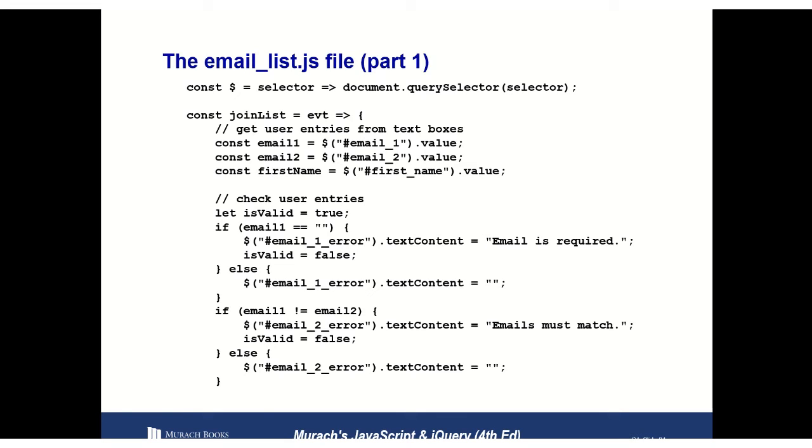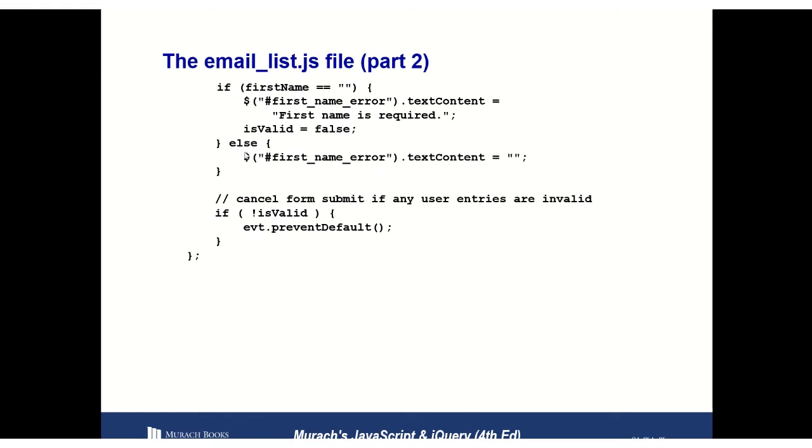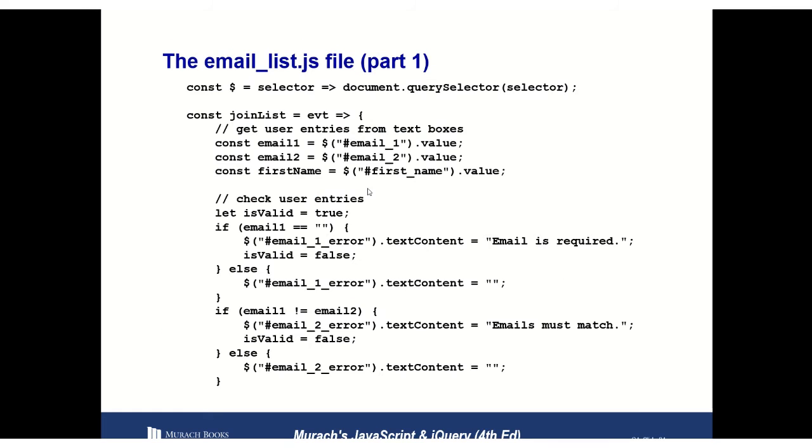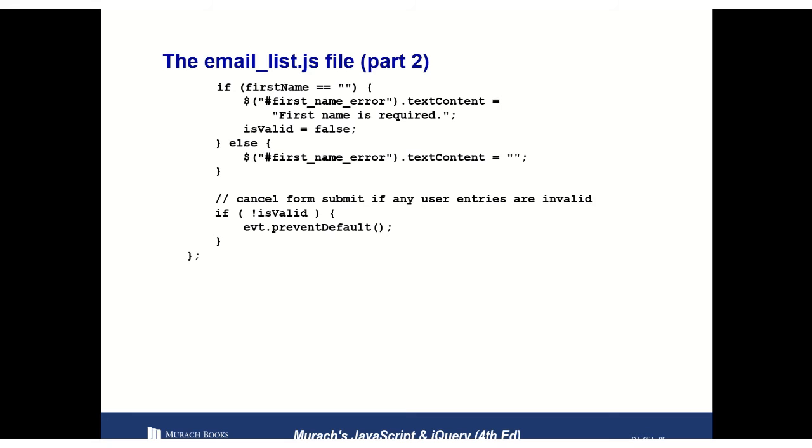Let us say the email is xyz@yahoo.com. When you do dollar email one dot value, you are basically extracting, not xyz, let's see here, grace@yahoo.com. When you use dot value, you are getting this particular value, grace@yahoo.com. So those are the details of the JavaScript.